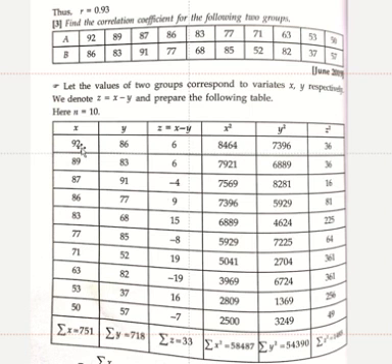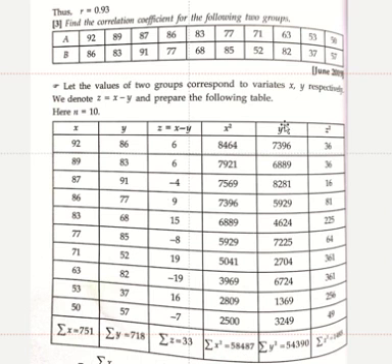Take the square of all these values. Therefore, 92 whole square is 8464, 89 whole square is 7921, 87 whole square is 7569, 86 whole square is 7396, 83 whole square is 6889, 77 whole square is 5929, 71 whole square is 5041, 63 whole square is 3969, 53 whole square is 2809, 50 square is 2500, and take the summation. Therefore, summation of x square is equal to 58487.